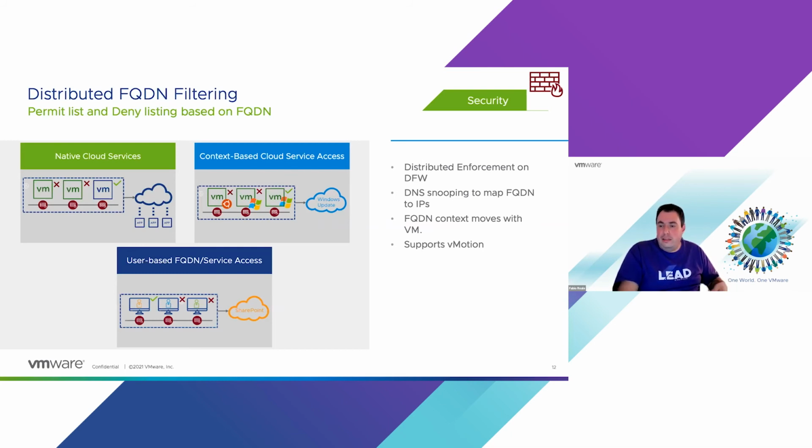So in that case, we are proposing FQDN filtering to ensure that only a few VMs or only a few selected users are able to reach the website or the external cloud provider that they are entitled to access. Again, all these features, like previously with the IPS and IDS, will be enforced on the distributed firewall.